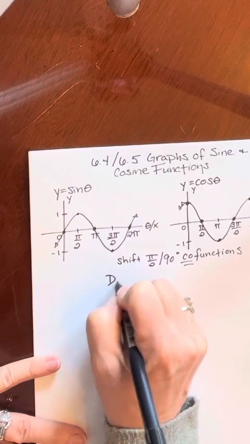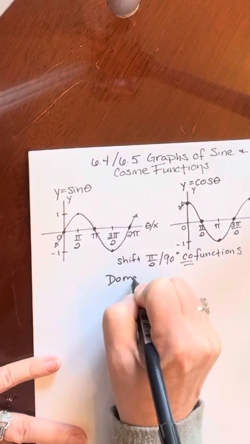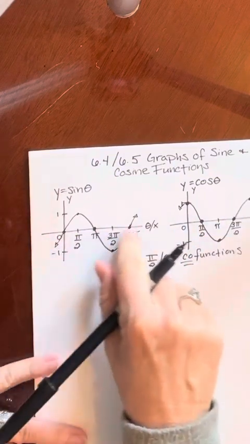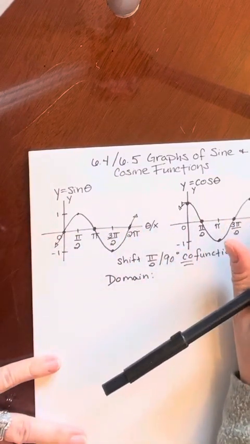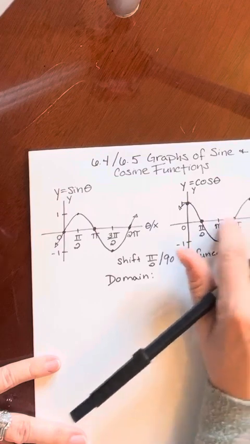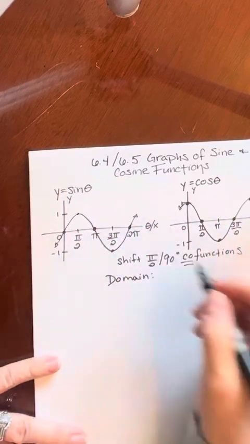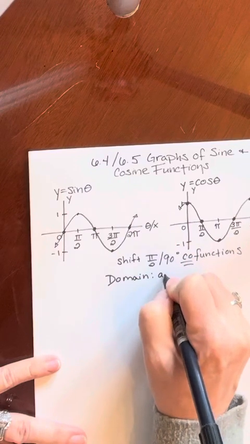So the domain for both the sine and the cosine, your input, we talked about this on Thursday before we left. So your domain, you can put in any value for theta or x. So your domain is all reals.